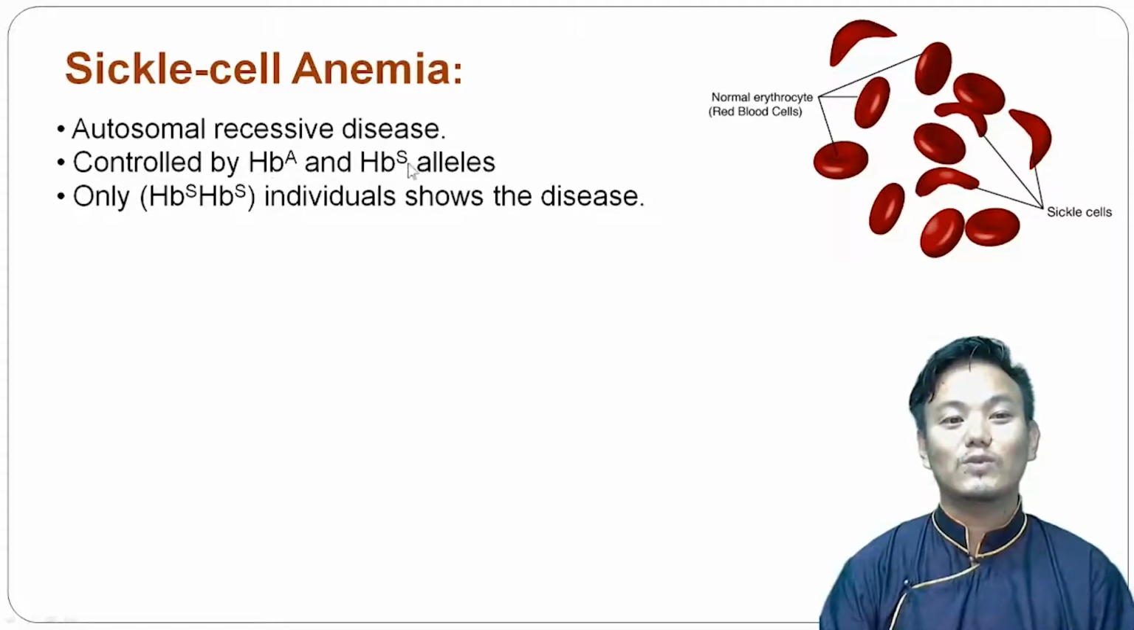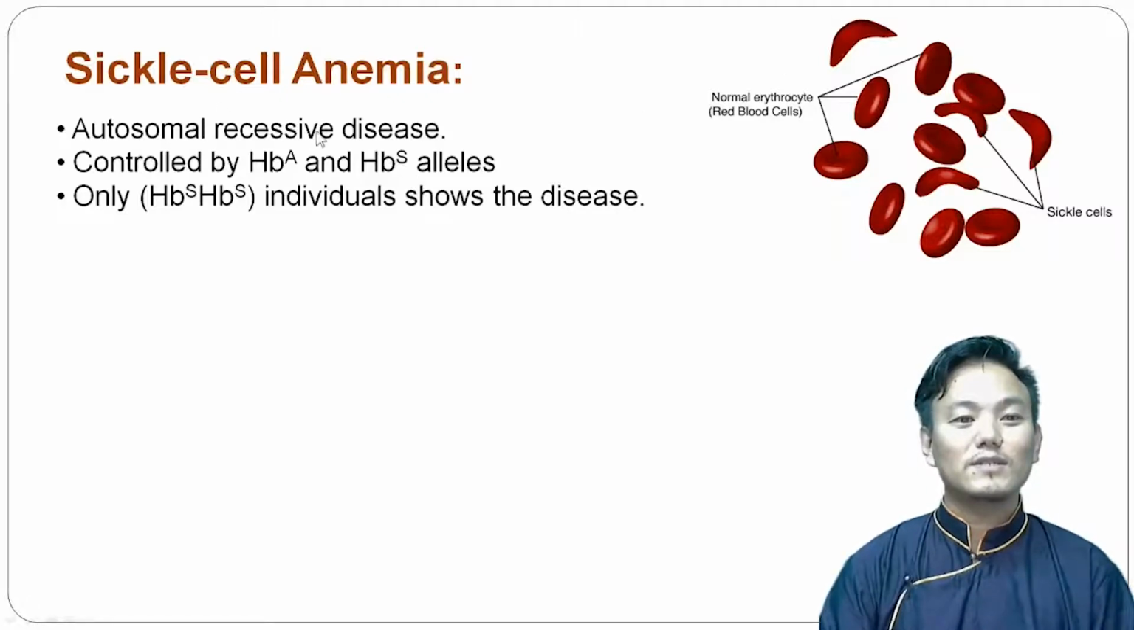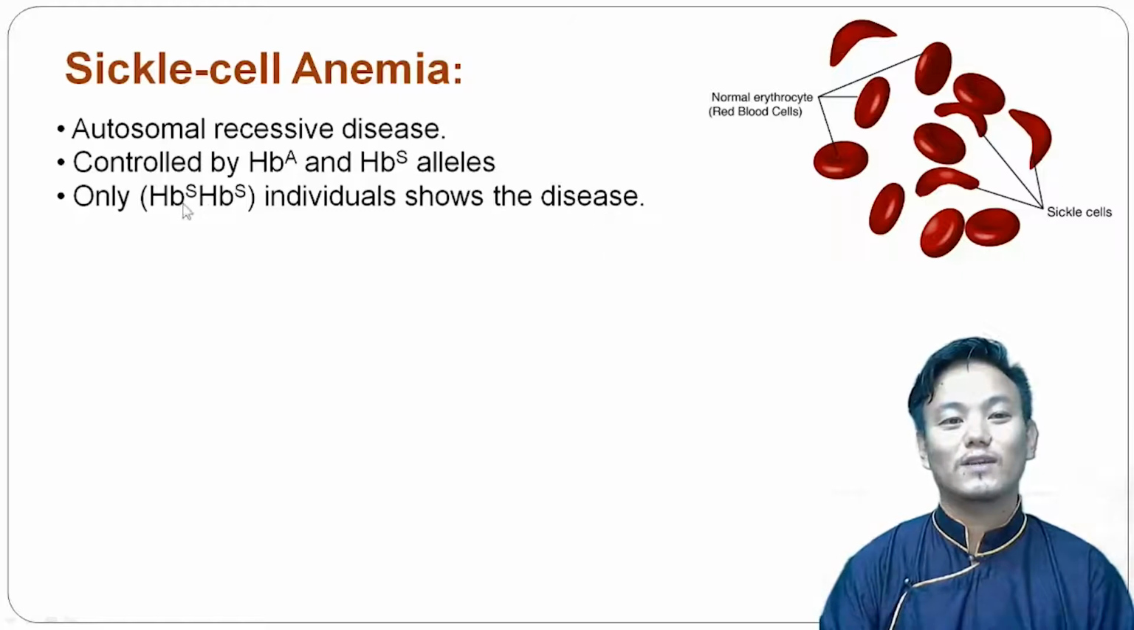These are the two alleles, in which the HBA allele will lead to the formation of normal RBC shape, that is biconcave shape, and the HBS allele leads to formation of sickle-shaped RBC. Since this is a recessive disease, only those individuals who have got the homozygous recessive genotype will suffer from the disease, whereas the other people won't suffer from the disease.